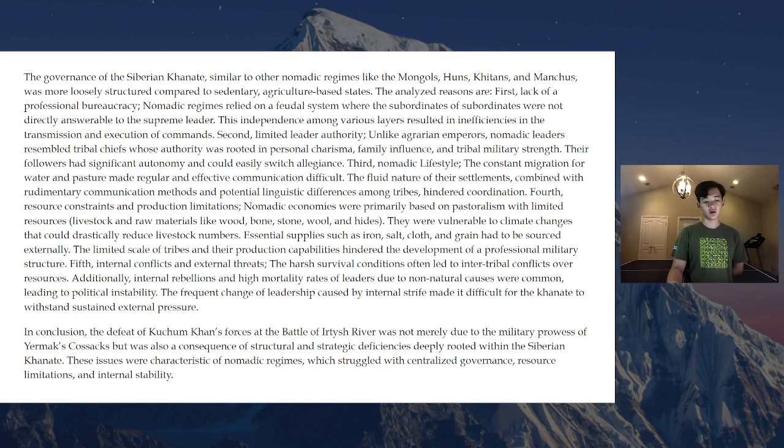So therefore, the defeat of Kuchum Khan's forces, although the Cossacks were trained military soldiers, was not primarily because of that, but instead because of the lack of organization and discipline of Kuchum Khan's forces, which are characteristic of nomadic regimes.